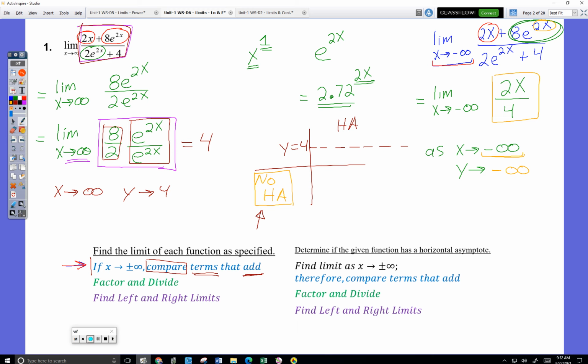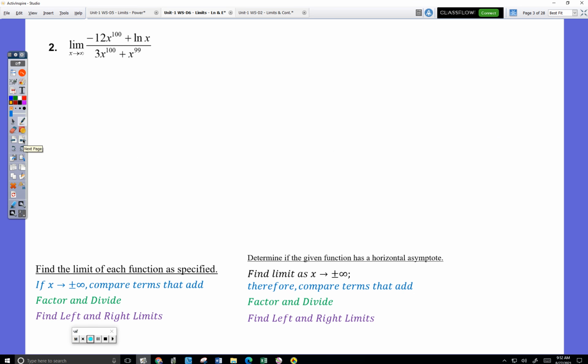Questions? Awesome. All right, let's do another one. Go to number 2 on the yellow. Two on the yellow. Okay, x is approaching infinity. We have to find the dominant term.